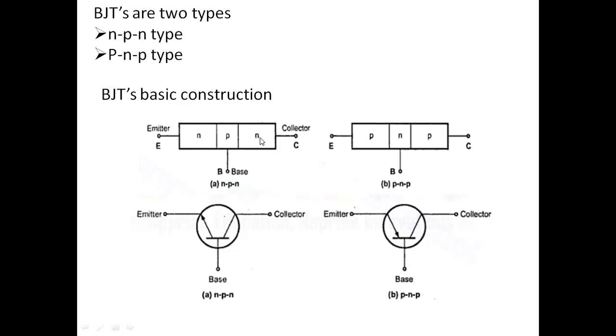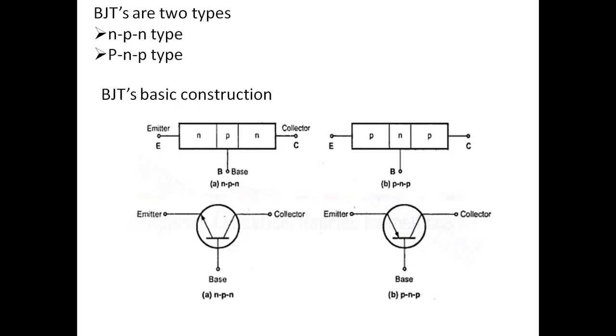So the formation of NPN and PNP transistors is based upon two types of methods: one is the alloying method, and another one is the diffusion method. By using these alloying and diffusion methods, they will construct the transistors. So based upon these two methods, these transistors will be constructed.